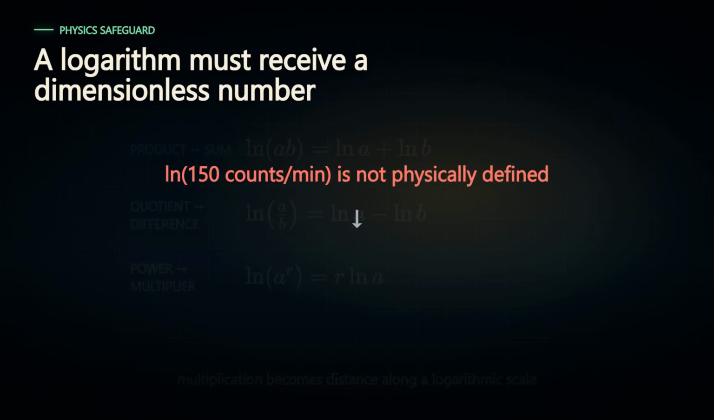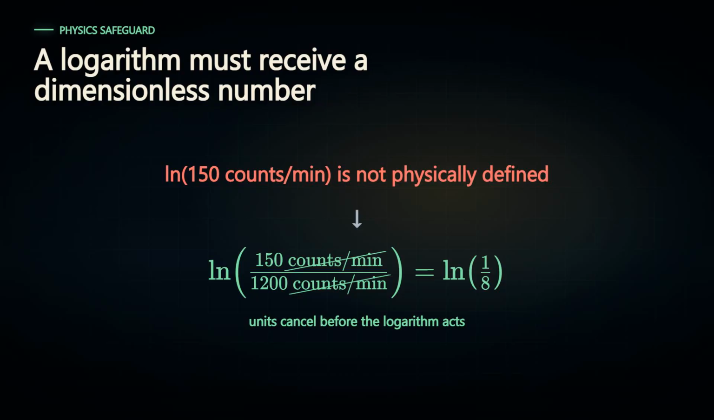Physics adds one safeguard. Never take a logarithm of a measurement carrying units. The ratio n over n0 is allowed because the units cancel. A logarithm needs a dimensionless number. Writing the ratio is not cosmetic. It keeps the equation physically meaningful.